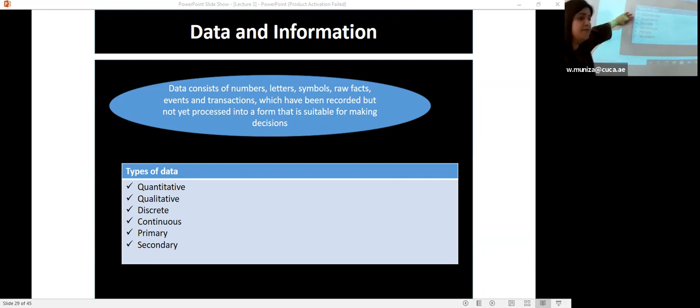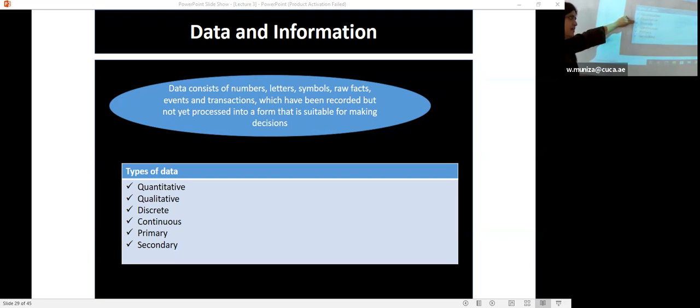On the other hand, we have qualitative data, a kind of data which has qualitative characteristics in it, which cannot be expressed in the form of numbers. Say, for example, satisfaction of the customers, or the regard which is given to the management. Any kind of data which is not able to be quantified in numbers is known as qualitative data. Then we have discrete data.